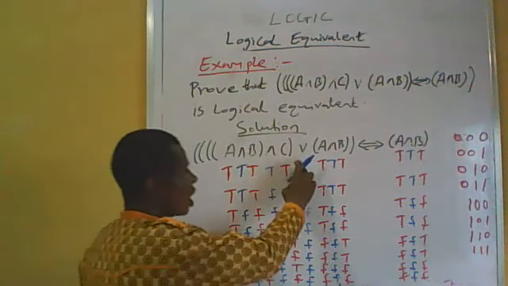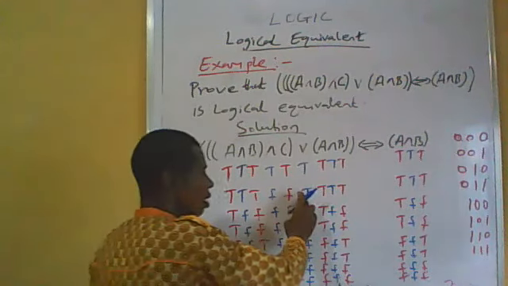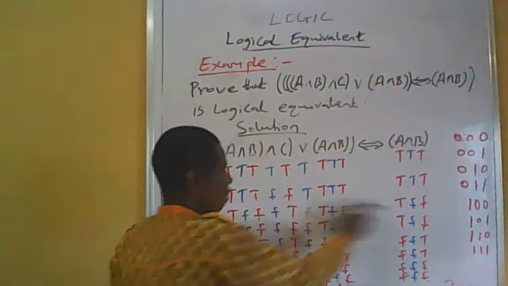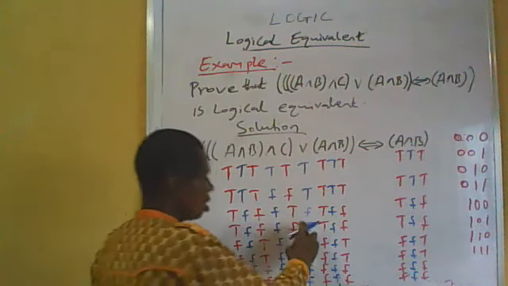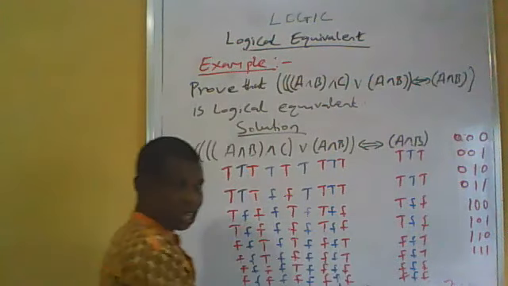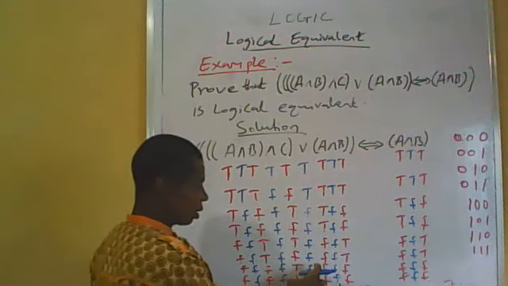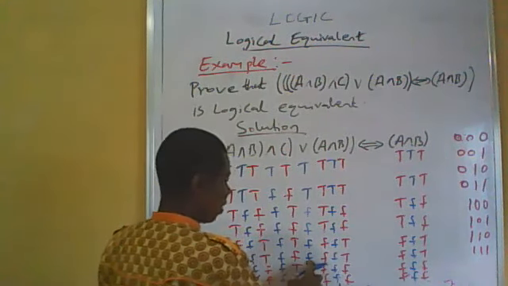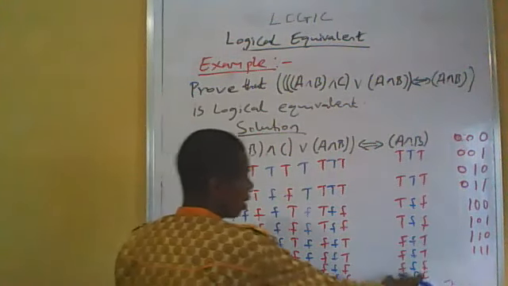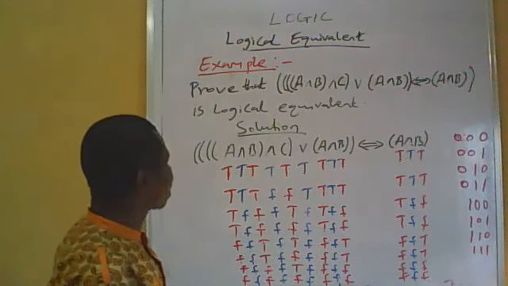You have T here, you have T here. The first row. Second row, you have T here, you have T here. They are the same. You have F here, you have F here. They are the same. F here, they are the same. F here, they are the same. F here, F here, they are the same. That means they are logically equivalent.